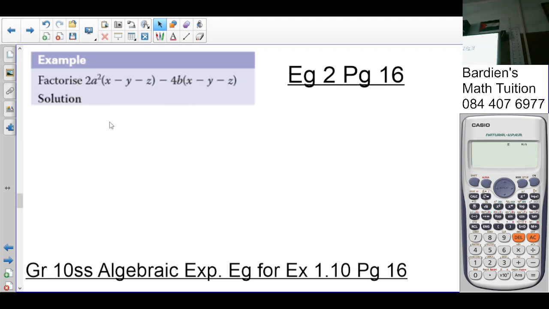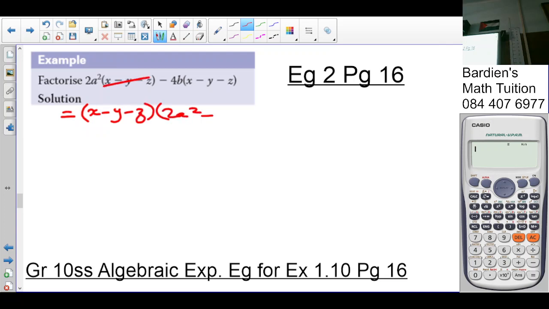The question again is to factorize. So we've got 2a squared into (x minus y minus z) minus 4b into (x minus y minus z). As you can see, (x minus y minus z) is a common factor as well. So you can take out (x minus y minus z). What I do is I only take out the common factor at this point. So it's going to be (x minus y minus z). I'm then left with 2a squared minus 4b. Okay. And then as you can see here, we got 2 as a common factor.